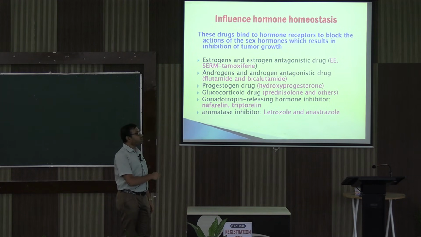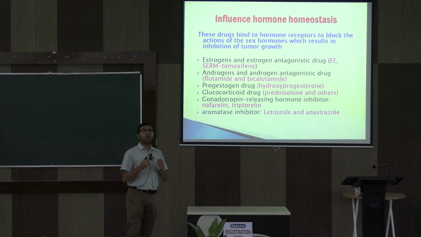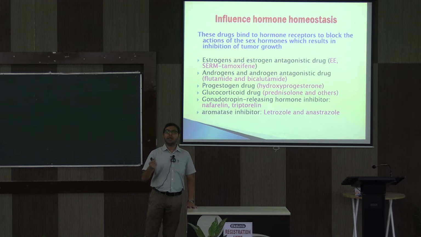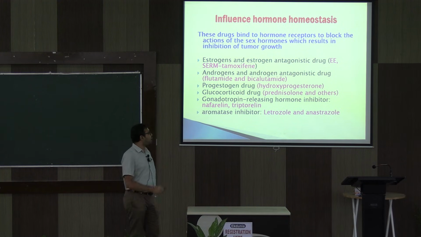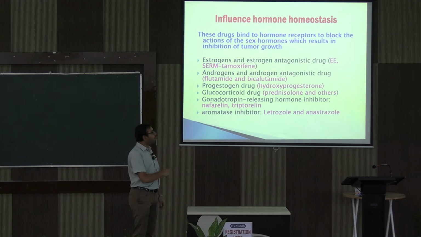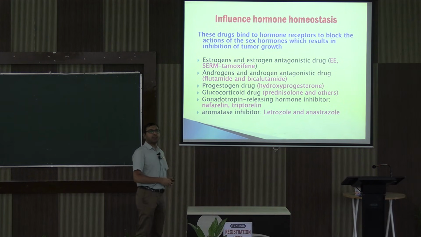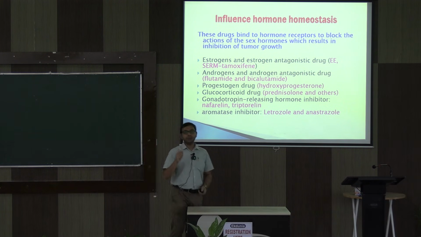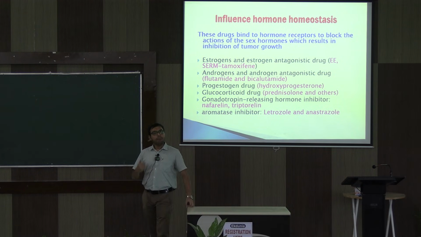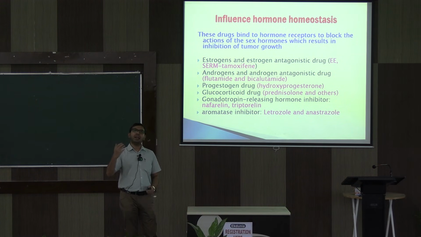Again, progesterone-like drugs like hydroxyprogesterone. Different types of corticosteroids, glucocorticoid drugs, are also used very commonly in cancers, like prednisolone and other corticosteroids. Gonadotrophin releasing hormone analogs like nafarelin and triptorelin. Again, aromatase inhibitors like letrozole and anastrozole. All these drugs you have read about in the hormone chapter. These are hormone drugs, but they can also be used as anti-cancer drugs.